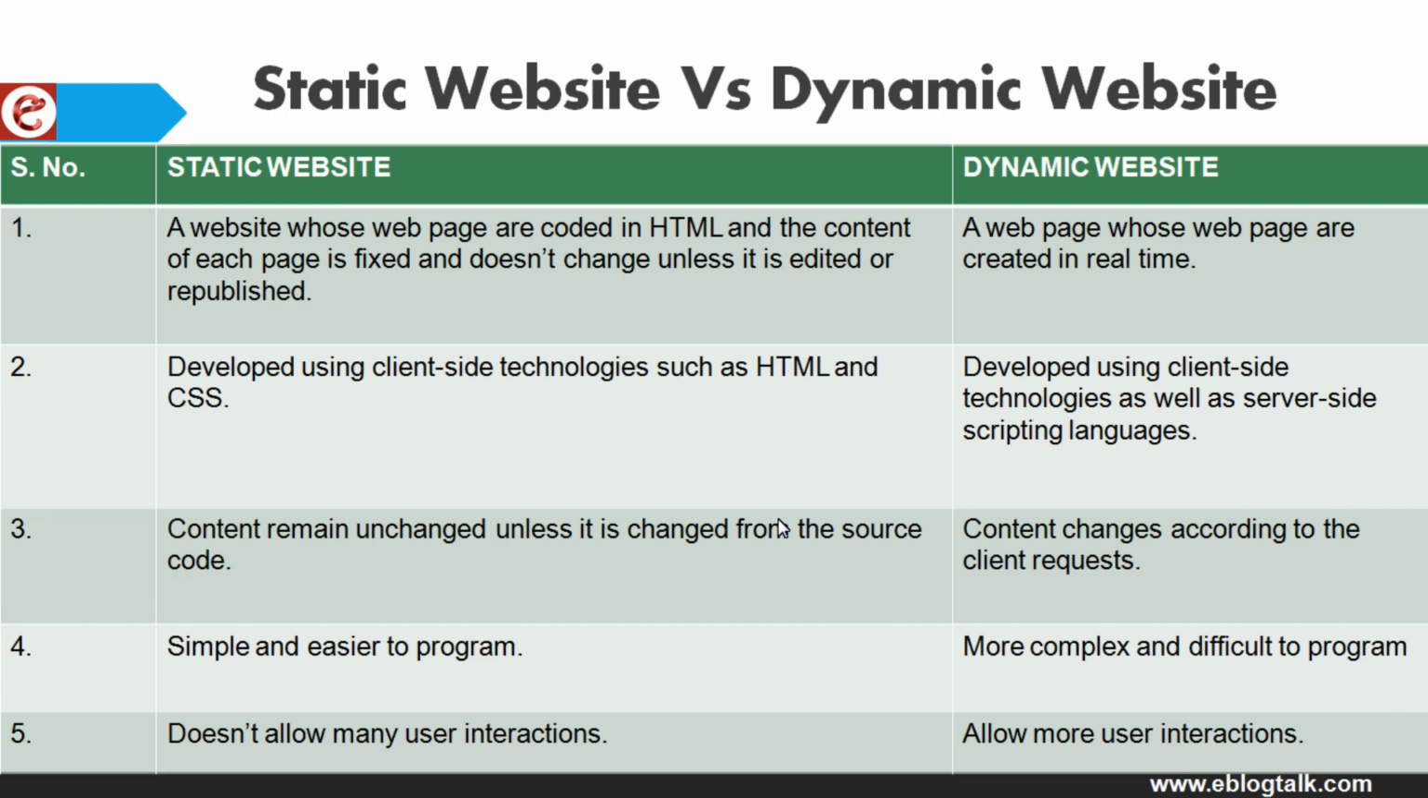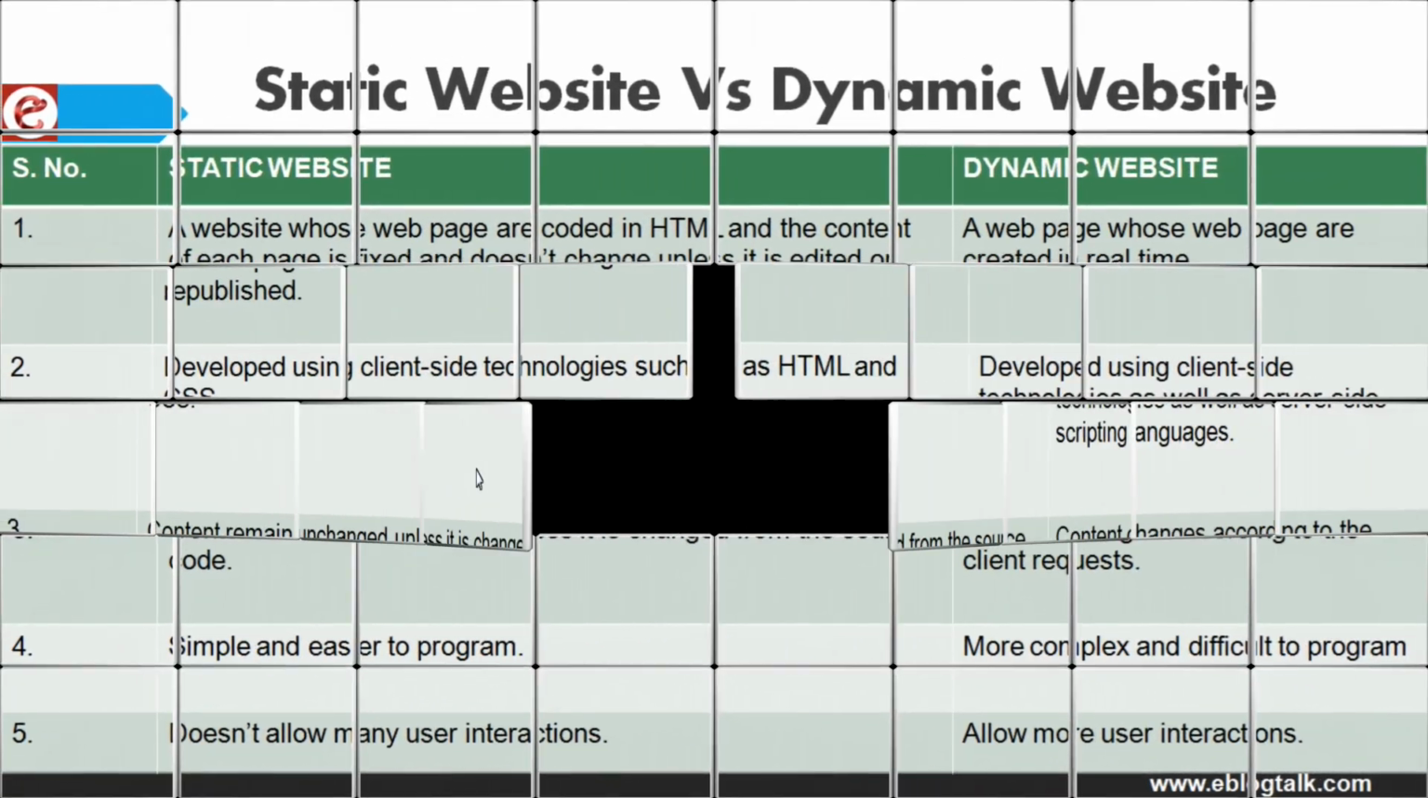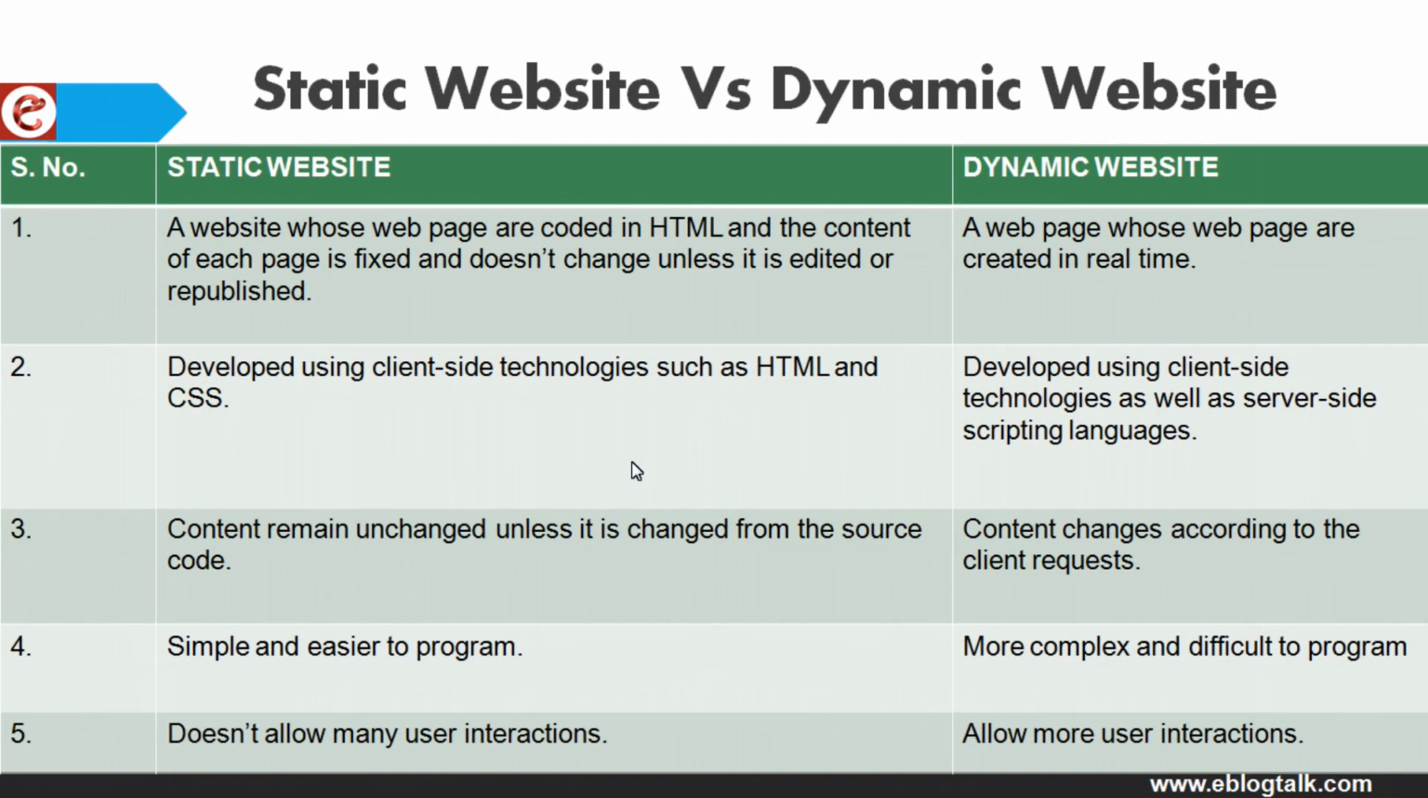Now, the third difference between static and dynamic websites is that content remains unchanged unless it is changed from the source code in a static website. It means you have to go into the source code to modify or change the website content, whereas to change the content of a dynamic website, we do not have to go to the source code. We only need to log in to the CMS, or WordPress sites.